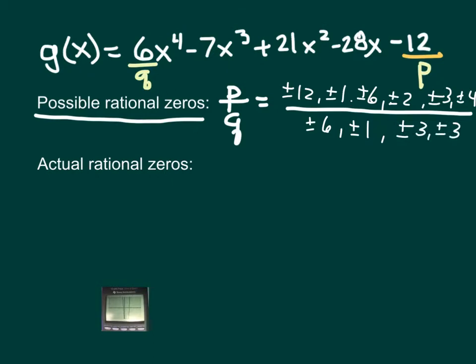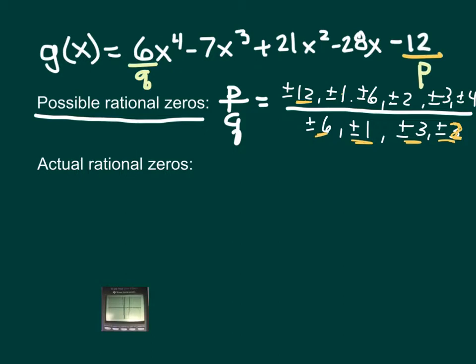Now, if you started writing all these out, which would be horrendous, you'd take positive negative 12 divided by 6, which is positive negative 2. Positive negative 12 divided by 1, which would be positive negative 12. Positive negative 12 divided by 3, which would be positive negative 4. Positive negative 12 divided by 2, which would be 6. Sorry about that, I mistakenly said 3 earlier.